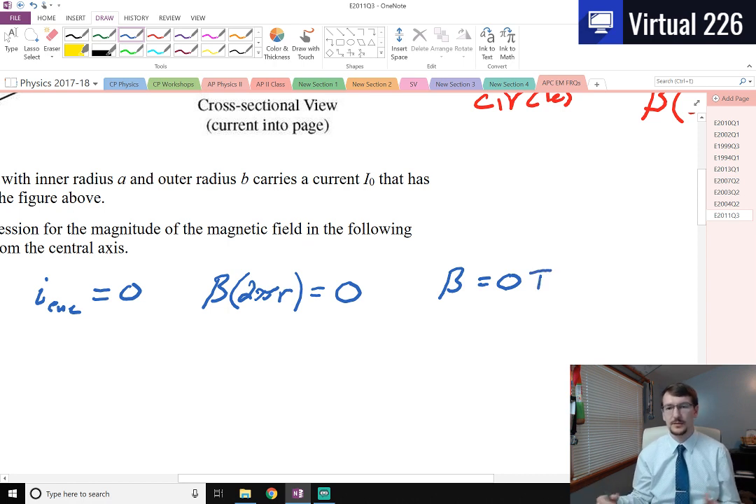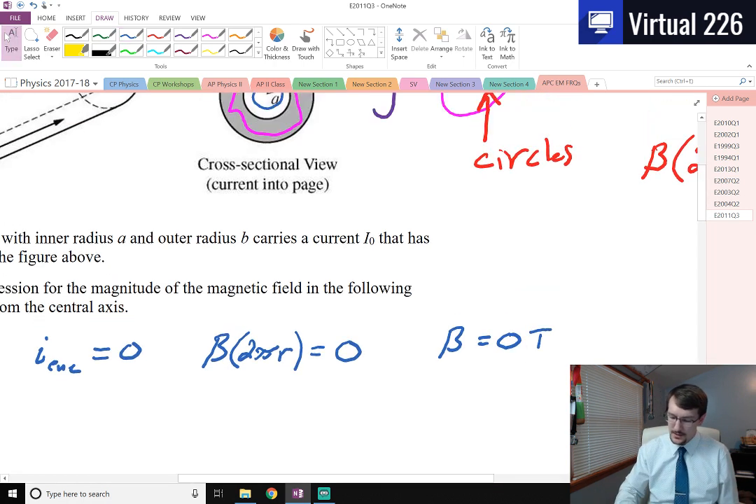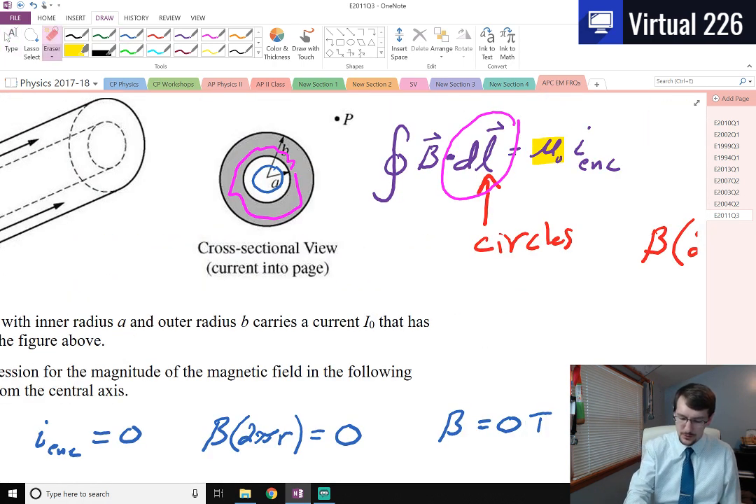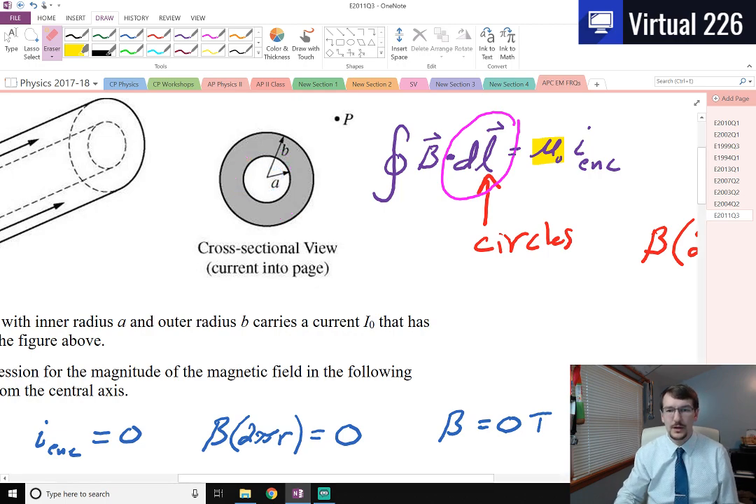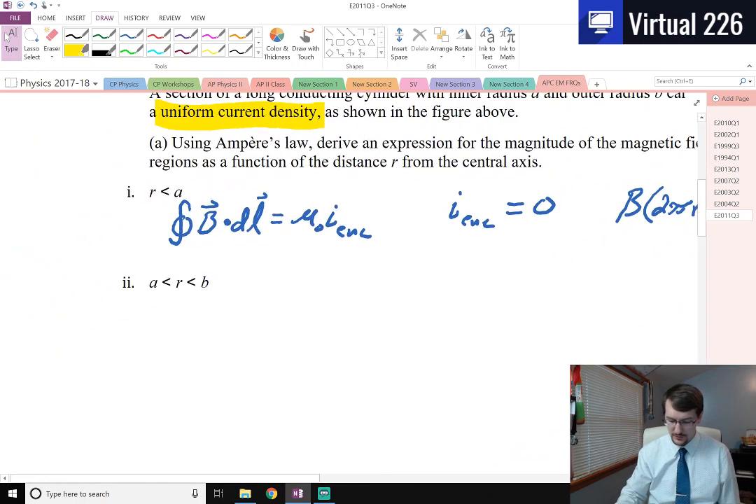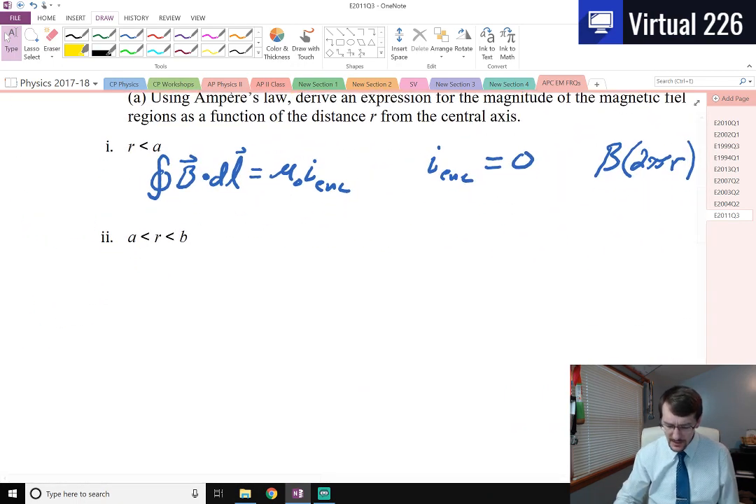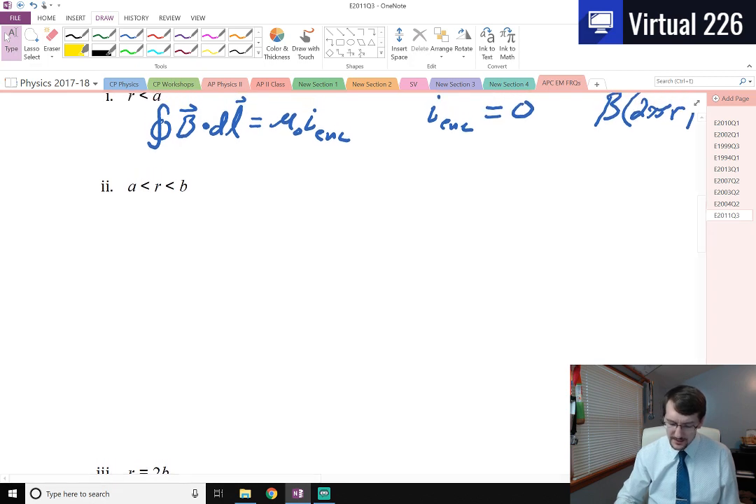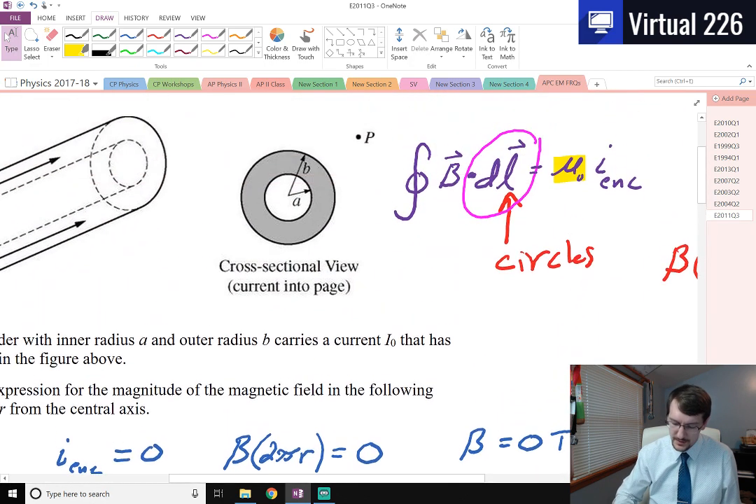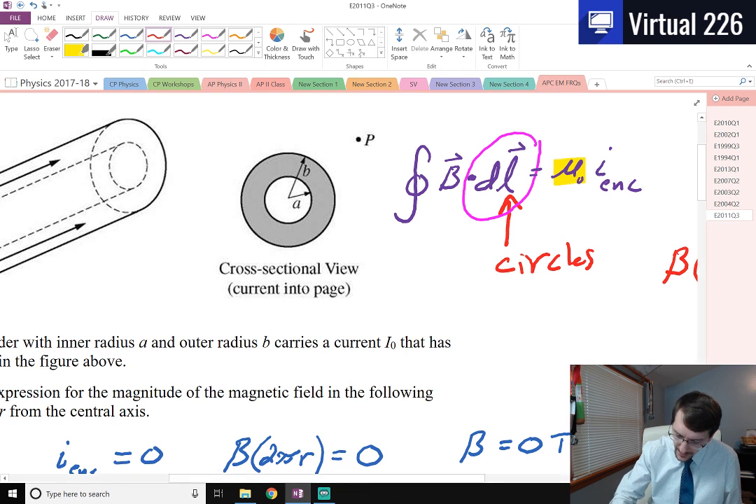I'll say Tesla because let's get proper units. But that's it. We're inside that current. There's no current running through our Amperian loop. There's no B field. Woo! What a great one. That was 2 points right there, just for writing an equation and saying it's 0. Okay. Now, if we go to A is less than r and less than B, then we're saying as we move out from here to here in the radius, how does our B field change?